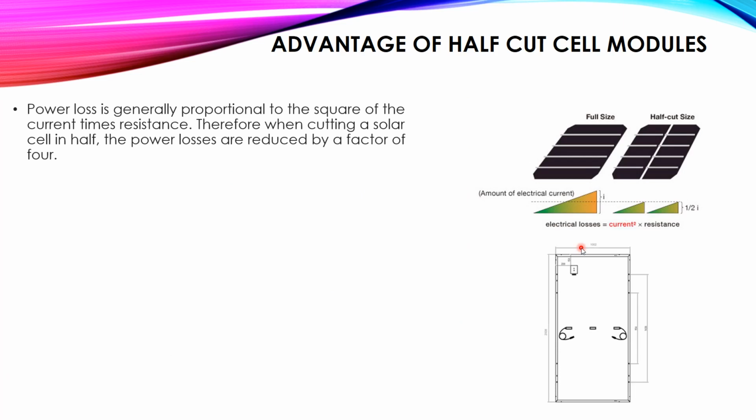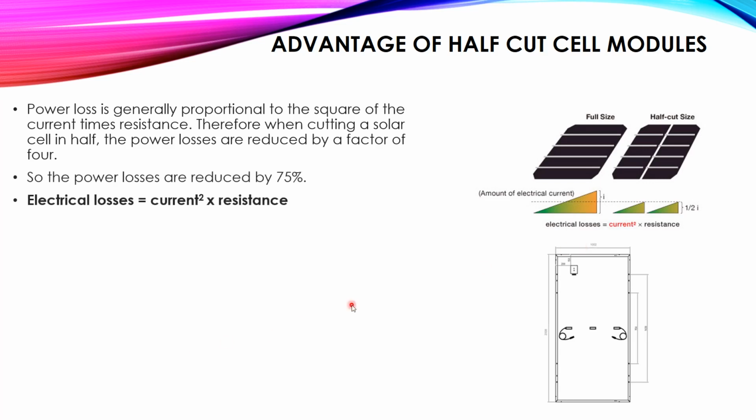Number 1, the power loss is generally proportional to the square of the current times the resistance. Therefore, when cutting a solar cell in half, the power losses are reduced by a factor of 4. So where did we get this? Remember that the electrical losses or the power losses inside a PV panel or any electrical system will be equal to the current squared multiplied by the resistance.